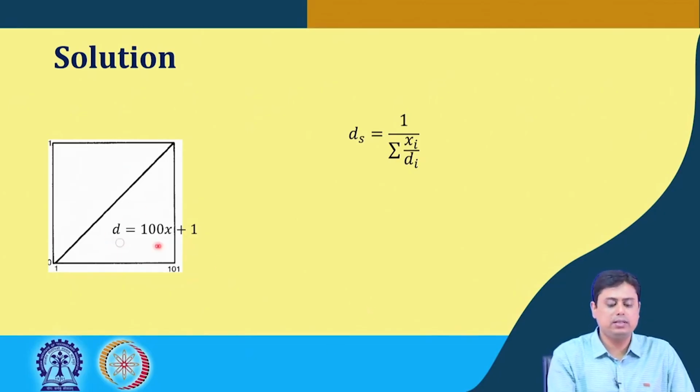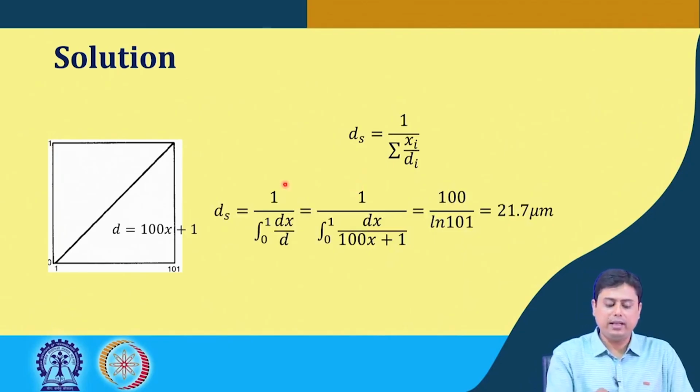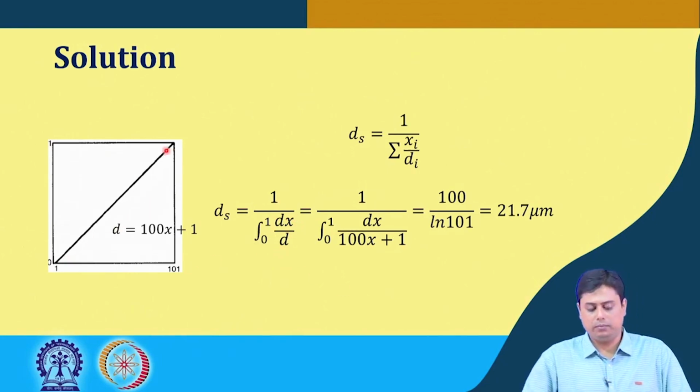Now how do we use these expressions here? This is a continuous function, so we can also write this expression in this form: dS is nothing but 1 by the integration of dx by d, from 0 to 1.